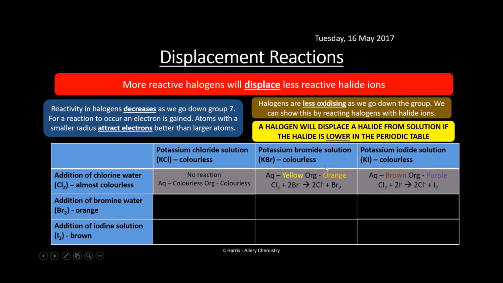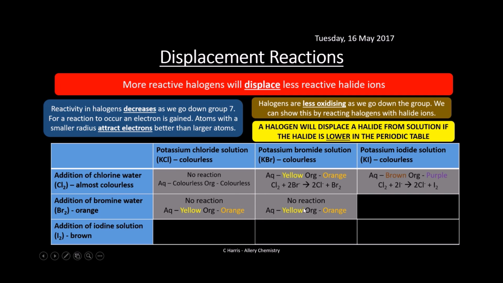Again, we get a reaction here as well. So chlorine is more reactive than iodide. So in the aqueous we get brown, in the organic we get a purple colour. And again, here's our ionic equation showing it. Obviously we get no reaction here with the addition of bromine water and potassium chloride solution. We get no reaction because the bromine is less reactive than chloride. It's lower in the group.